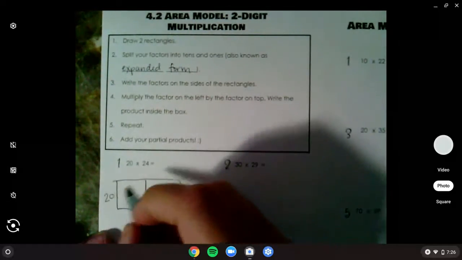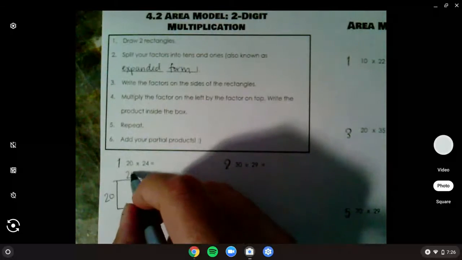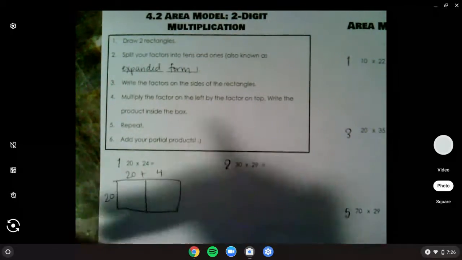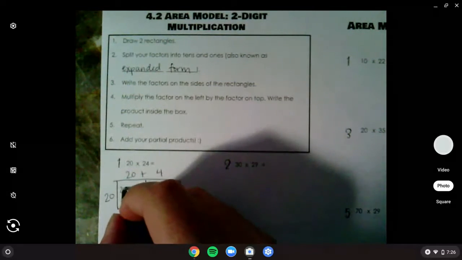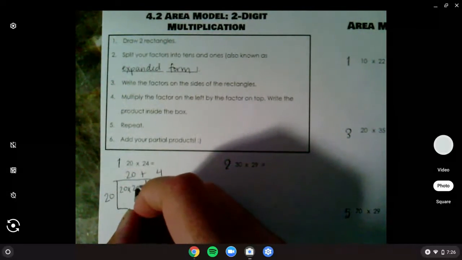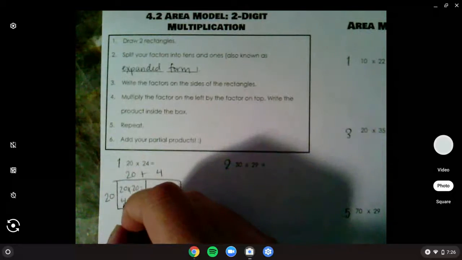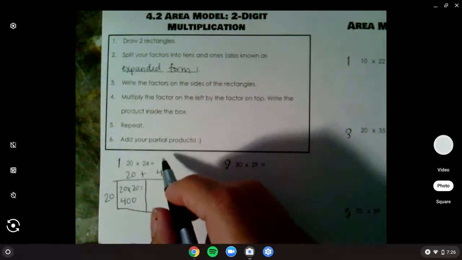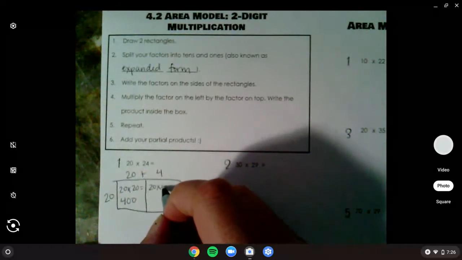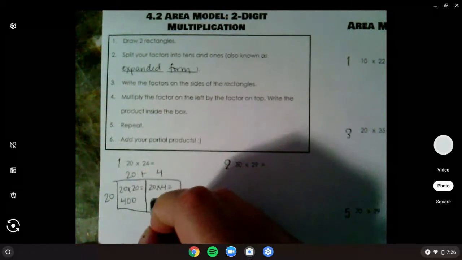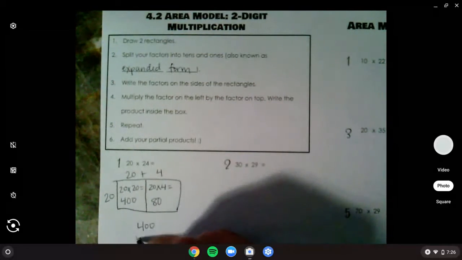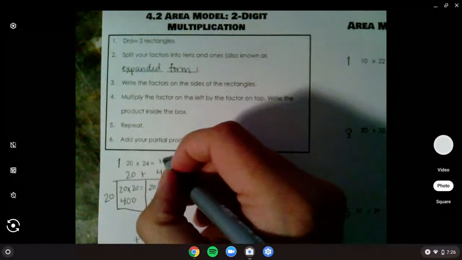So we got 20 over here, and then we're going to move 20 plus 4. All right, and then we're going to multiply inside. 20 times 20 equals, so 2 times 2 is 4. Add 2 zeros to get 400. And then I would do 20 times 4. 4 times 2 is 8, and add a 0 to get 80. So 400 plus 80 would be 480.